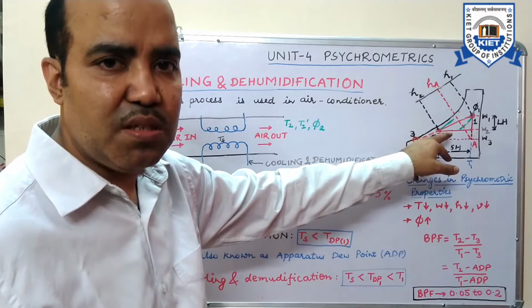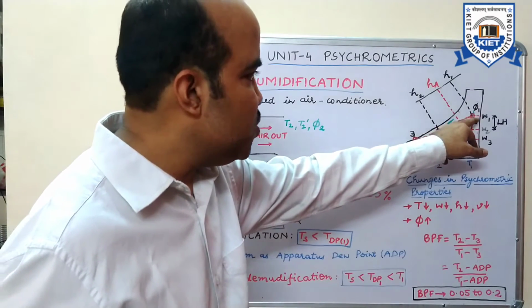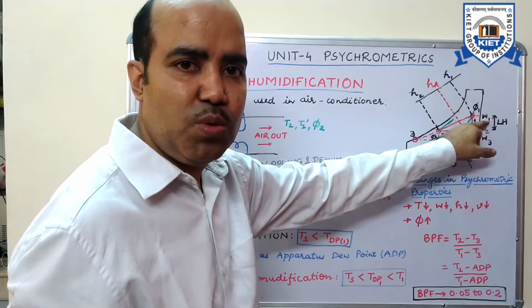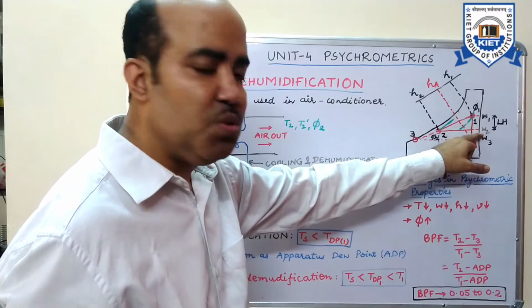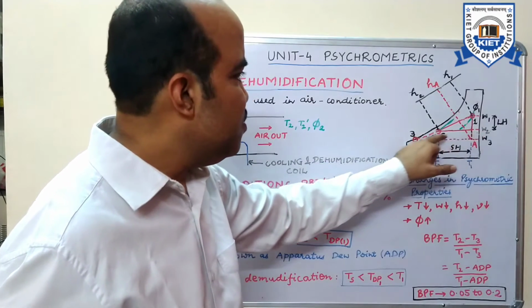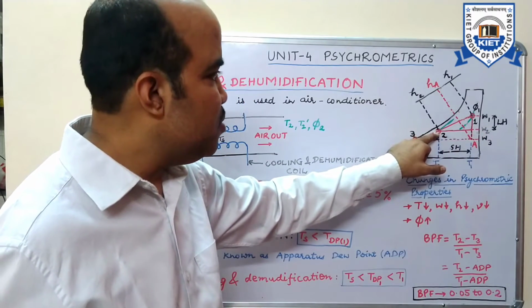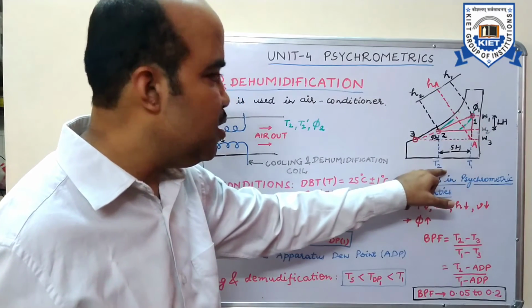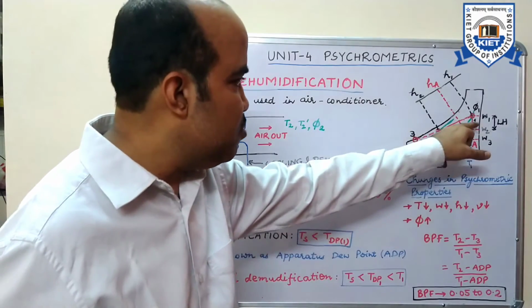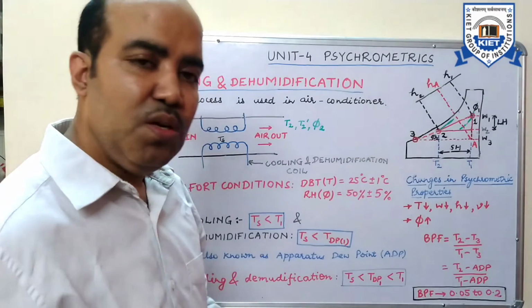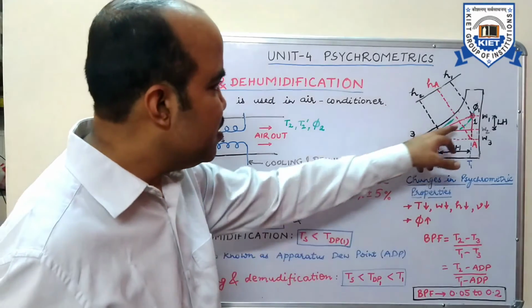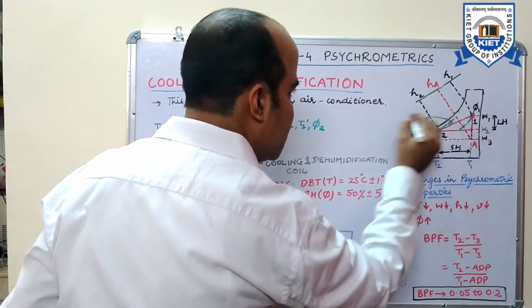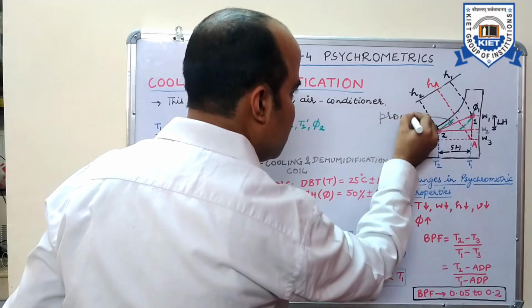cooling and dehumidification, as you can see over here, at point number 1 we have the specific humidity equal to W1. At point number 2, which is the final point, the specific humidity becomes low, as well as there is a decrease in the dry bulb temperature from point number 1 to point number 2. So the final line, this line 1 to 2, is called the process line.